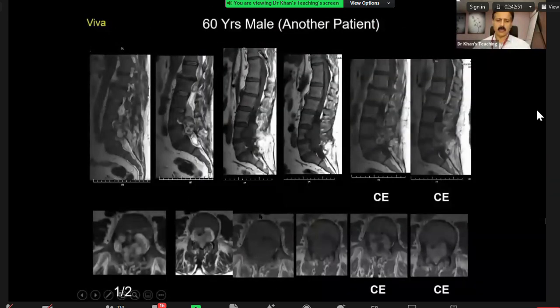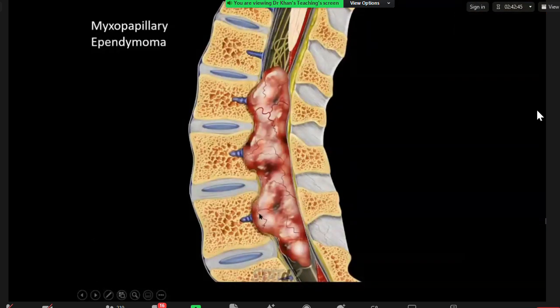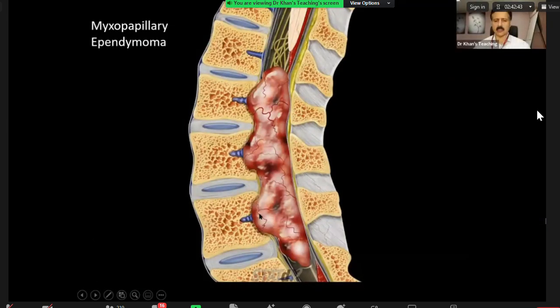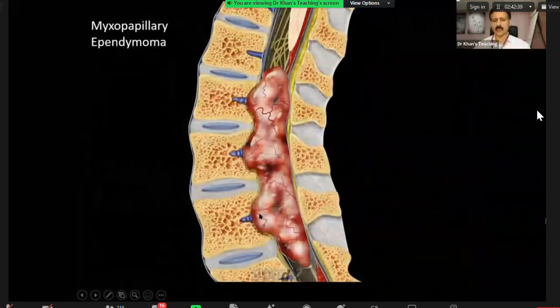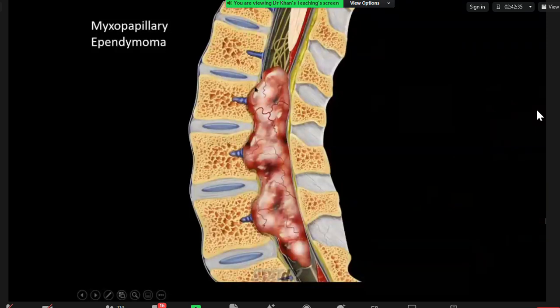So let's see this. First of all, let's see this picture. This is a particular type of ependymoma, which of course happens in this part of anatomy. It is a slow-growing lesion. And because it is a slow-growing lesion, it will cause posterior scalloping of the vertebral bodies.